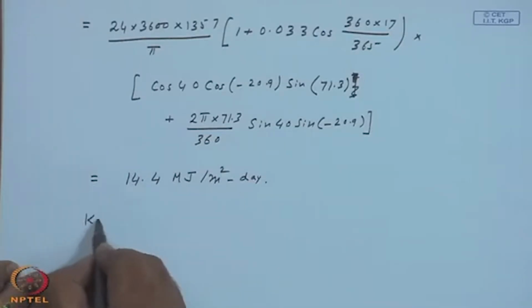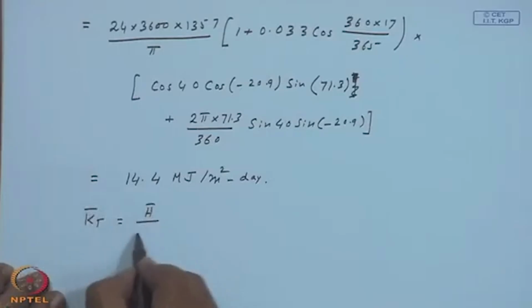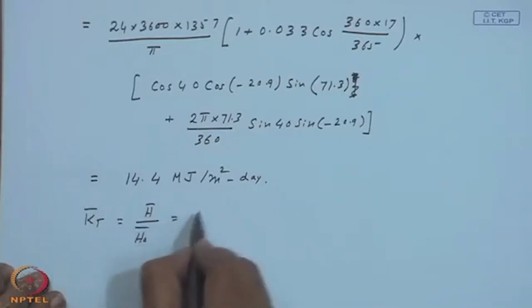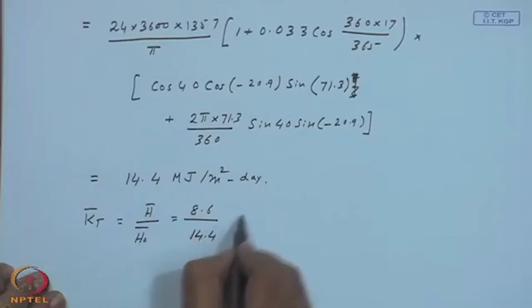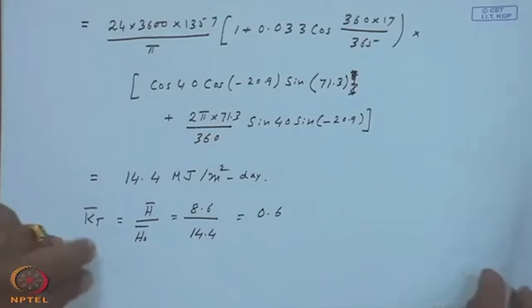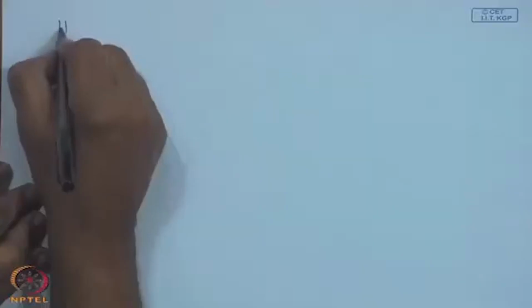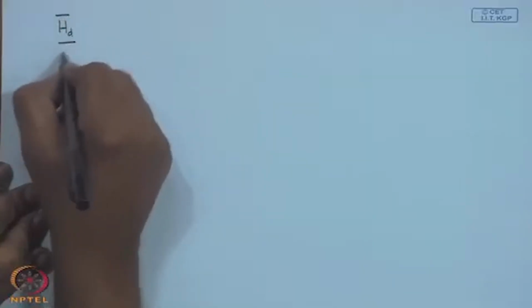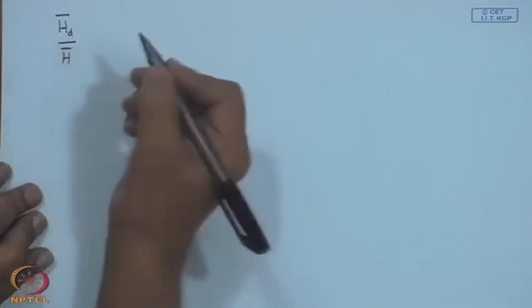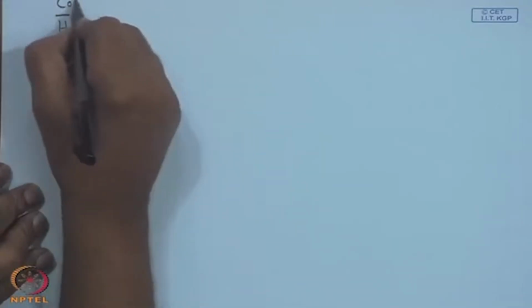So, the monthly average clearness index is H bar by H 0 bar, which is 8.6 by 14.4, equal to 0.6. From this we can calculate again the monthly average daily diffuse fraction. This is Collares-Pereira and Rabl's correlation again.